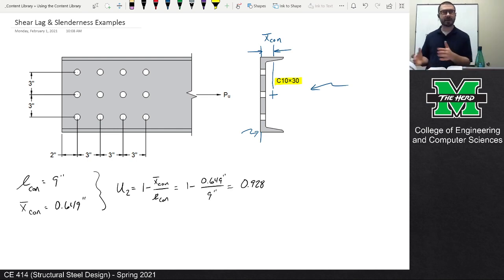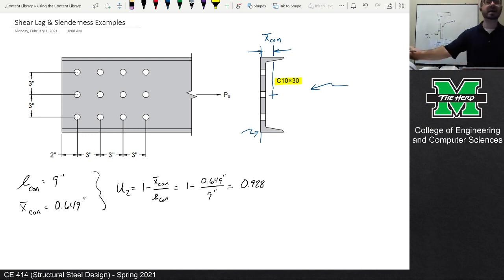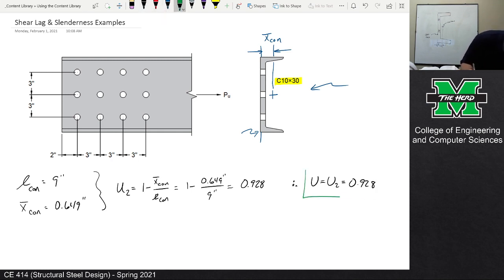Okay, going back to table D3.1, are there any other cases that would apply? A quick review is going to find that no, there aren't, because case 3 is about welds. We don't have any welds. Case 4 is about welds. Case 5 and 6 are about HSS. Case 7 is about W shapes. Case 8 is about angles. So nothing else applies. So the only case that applies is U2, and U1 doesn't apply because the flanges aren't connected. So therefore, U equals U2 equals 0.928. Okay, so that's the answer.